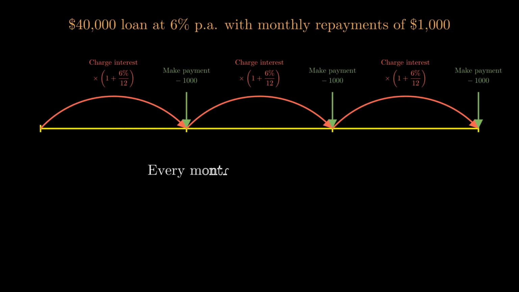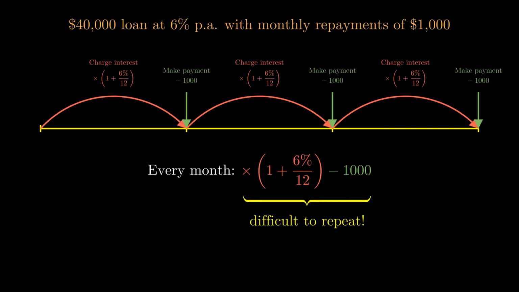See, every month, 2 things happen to the amount owing. Interest is charged, multiplying by 1 plus whatever interest rate we're using. Then we make a payment, subtracting by the value of that payment. Now, repeating a multiplication is easy. We just use a power or something, like for compound interest. Repeating a subtraction is also easy. We just use multiplication. But when you have both things happening each month, this is really difficult to repeat, right? There isn't a single mathematical operation that can handle repeating these 2 things over and over again.